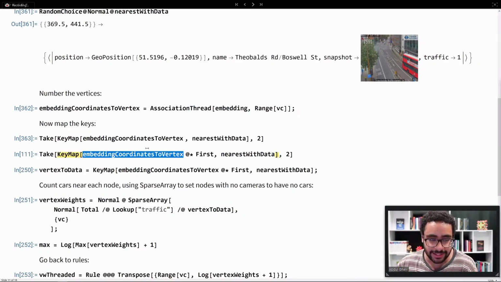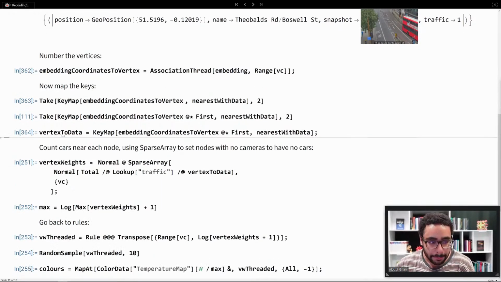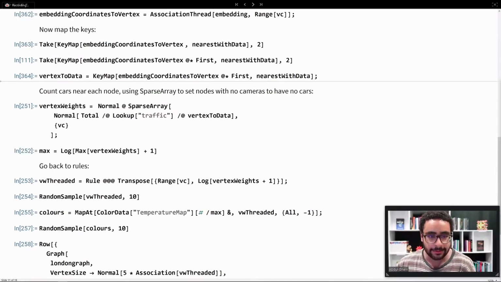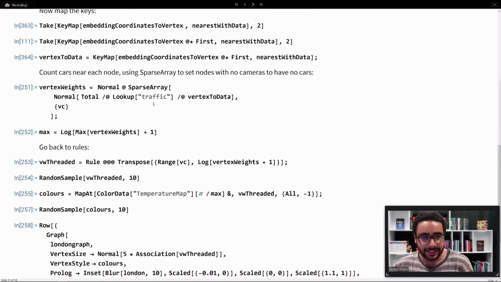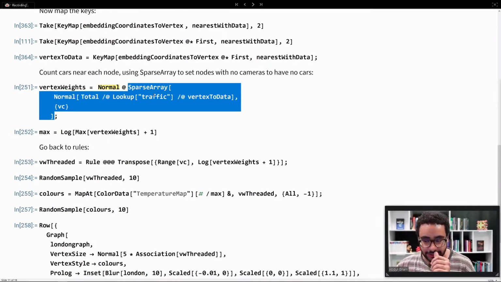So before I do the embedding coordinates to vertex, I say first. I just get the first thing out. Cool. Now we're looking good. So now I do this little trick with a sparse array. It's not completely efficient, but we're running this just once, so it's fine.